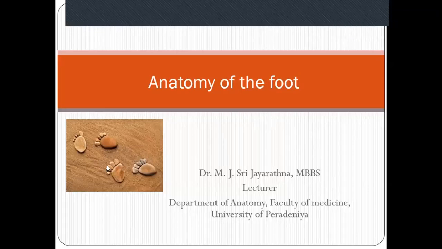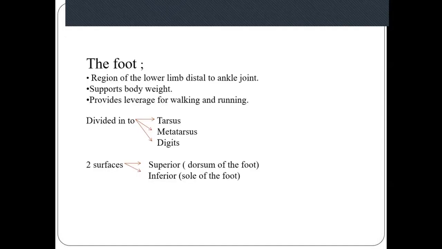Okay, now today our lecture is anatomy of the foot. You have studied the hand, so the basic design of the foot is just similar to the hand. The foot is the region of the lower body which is distal to the ankle joint. It supports your body weight and provides a leverage for walking and running.